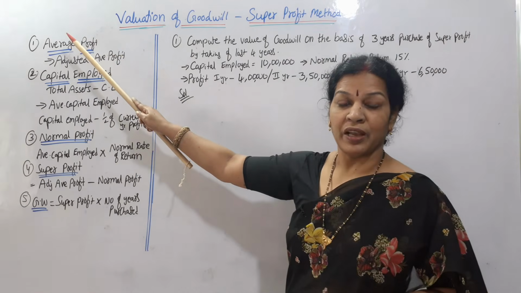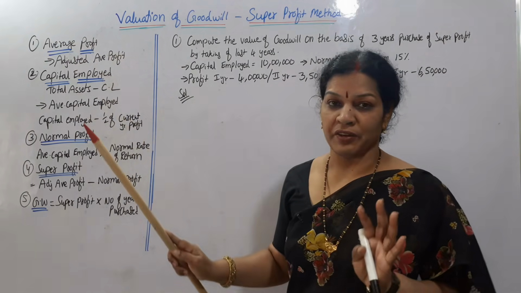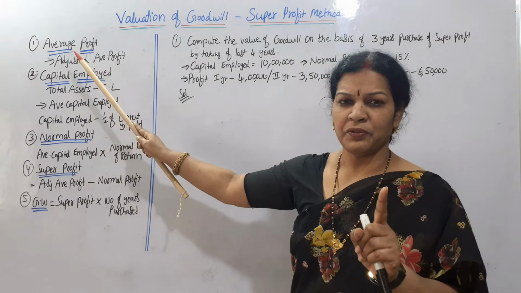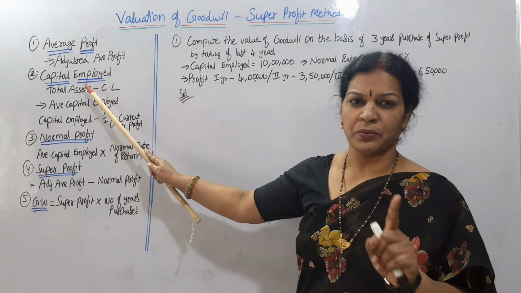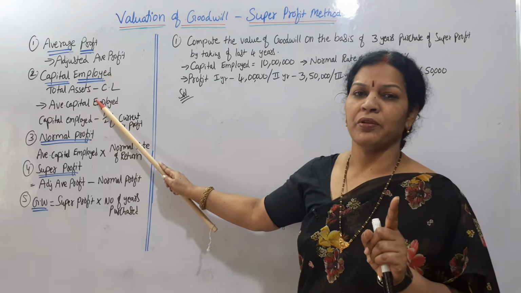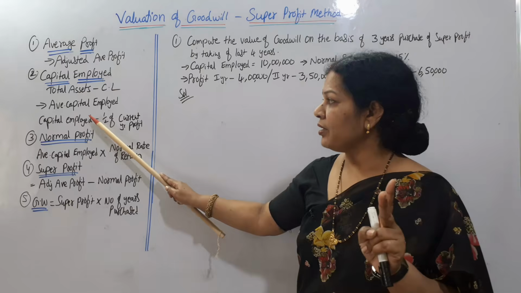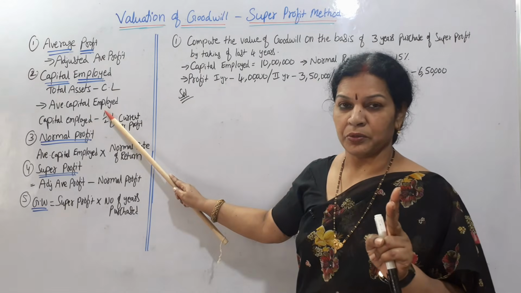The previous one: average profit and adjusted average profit. If you remember average profit, adjusted average profit you will automatically get. Capital employed also, if you remember the second point, then average capital employed you have to do automatically.